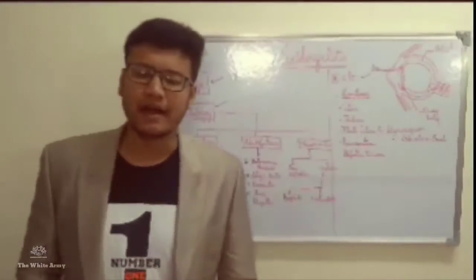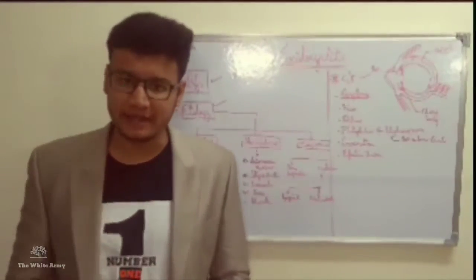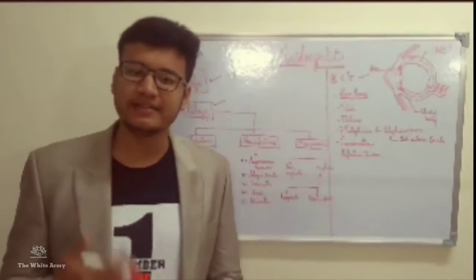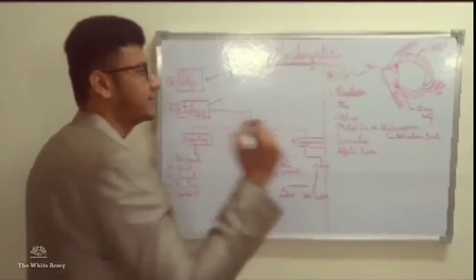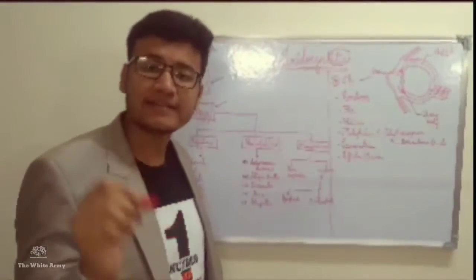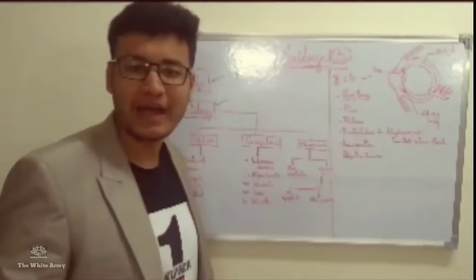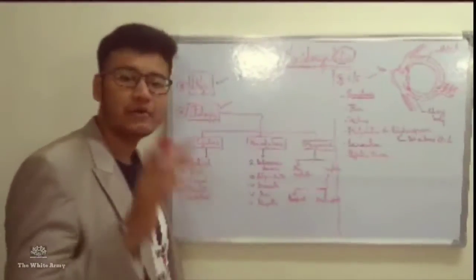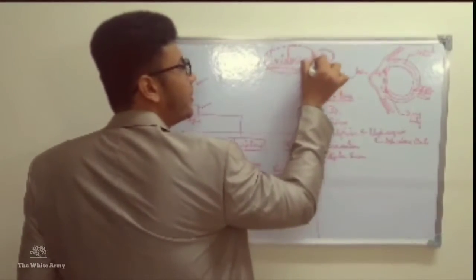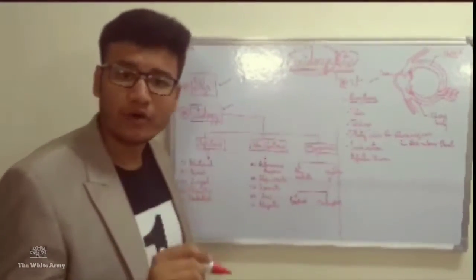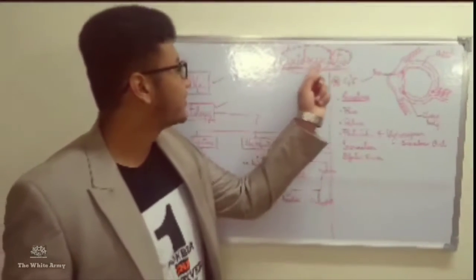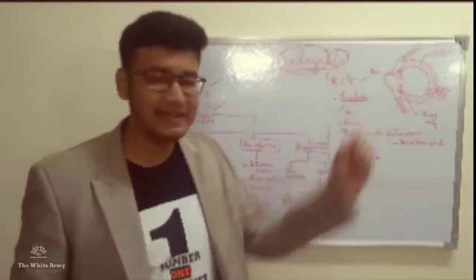Let's start with defining what is IRIDOCYCLITIS. Everyone studying medical subjects knows that the suffix itis refers to inflammation. We have to know the meaning of iridocyclitis. Here, irido refers to the iris, which is a part of the human eye, and cyclo refers to the ciliary body.